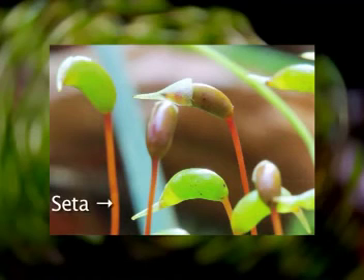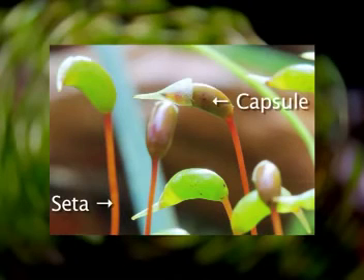As far as the seta is concerned, the seta is a long, slender but tough reddish-brown stalk-like structure. It carries the capsule at its top and raises it more than an inch above the apex of the leafy gametophore.